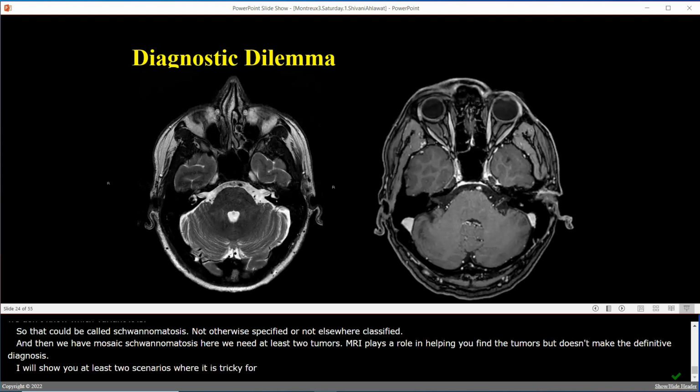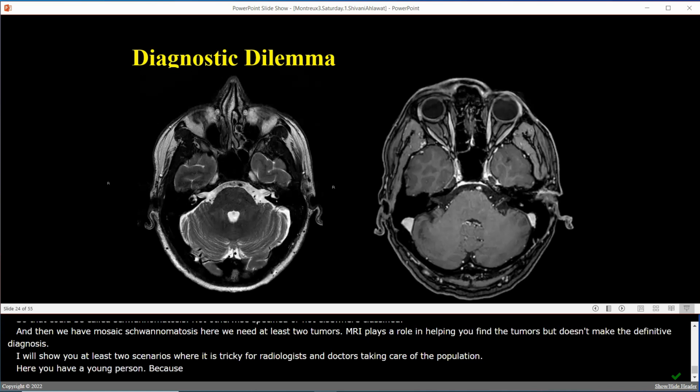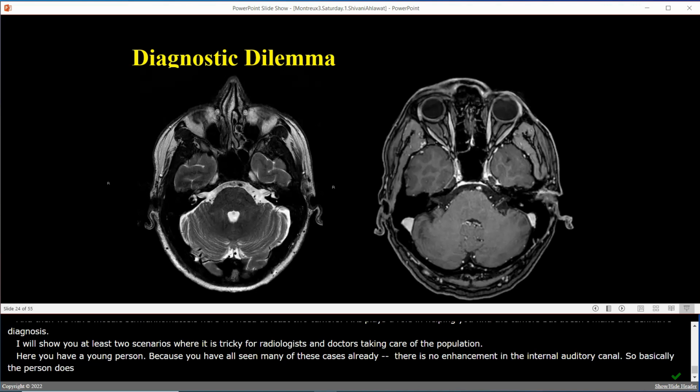So here you have a young person, and because you've all seen many of these cases already, there's no enhancement in the internal auditory canal. So basically, this person does not have a vestibular schwannoma. We did really thin section imaging, the thinnest possible, and none was found.